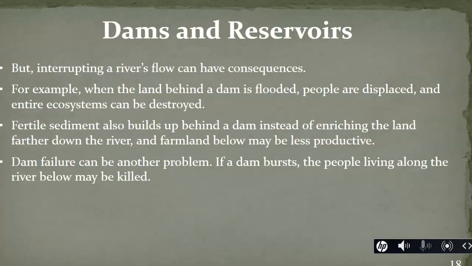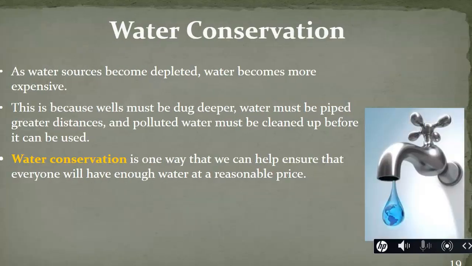Okay. Now, flip side, interrupting a river's flow can have consequences, right? The land behind the dam is technically flooded, people are displaced, and entire ecosystems can be destroyed. You can also have sediments build up behind a dam, and it makes the land less productive in terms of growth. And then if you actually have dam failure, the people living below the river can be killed when that dam bursts and that water comes rushing towards them.